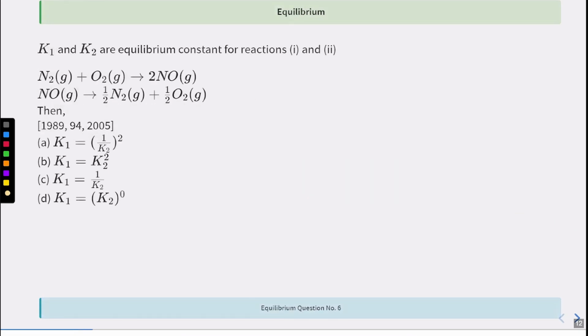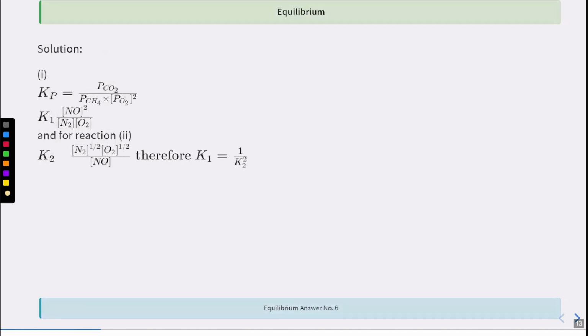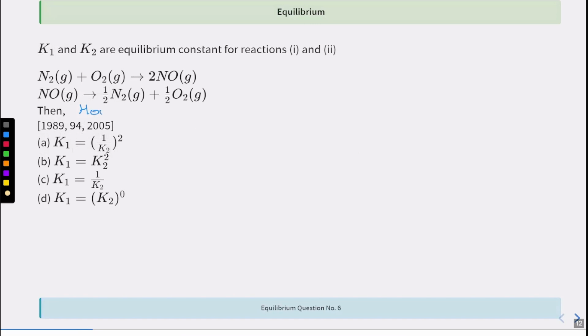Okay. K1 and K2 are the equilibrium constants of reaction 1 and reaction 2. Then, over here the question seems incomplete. Let's just go to the solution. What they are asking us is how are K1 and K2 related? Quite a simple question if you ask me, because what we have to do is just calculate the K values of it. Now let's quickly run through how we calculate the K value for any particular given reaction.